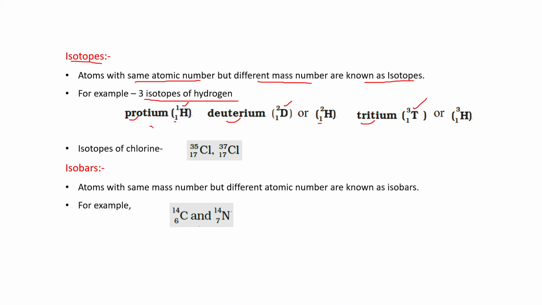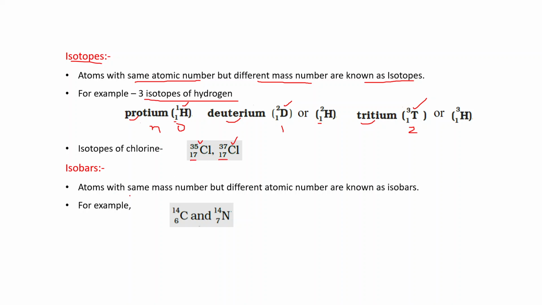We can say in this case, protium number of neutrons is 0. In deuterium number of neutrons is 1. In tritium number of neutrons is 2. Clear? Another example is chlorine having 2 isotopes. This is chlorine 35 and this is chlorine 37. Both have the same atomic number 17.